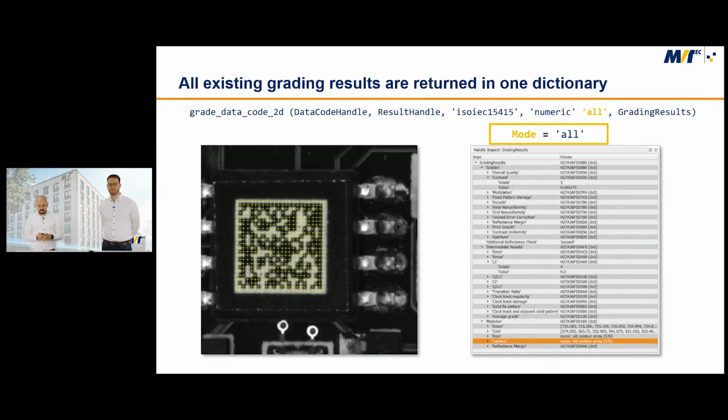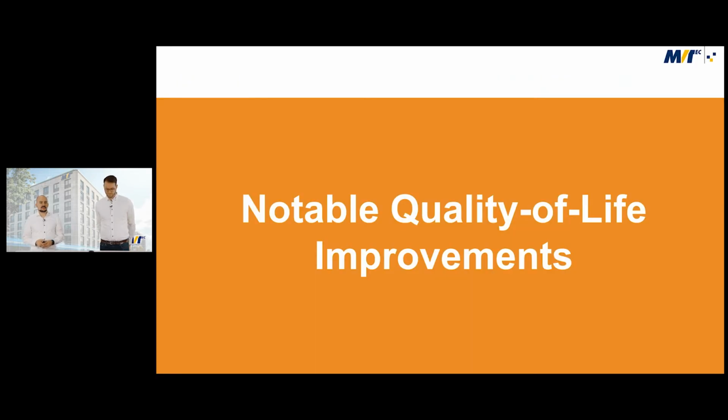Thank you. So these were the topics around the print quality inspection improvements. Last but not least, we have a selection of, we call it, notable quality of life improvements. This basically is a summary of new operators and new functionalities which we included into HALCON 22.05, as well as speedups and improvements to existing operators.